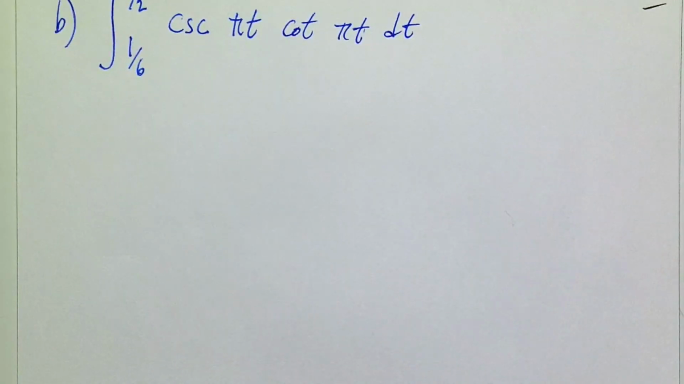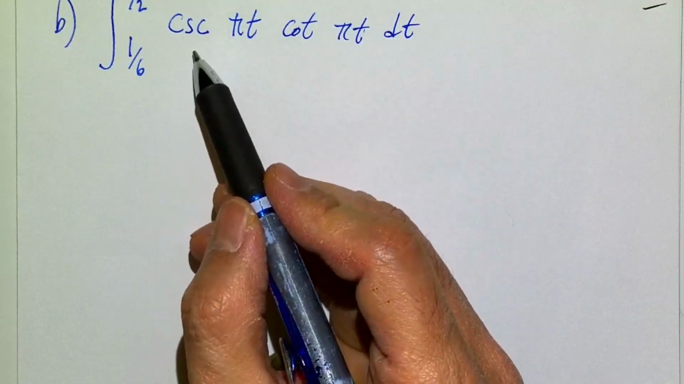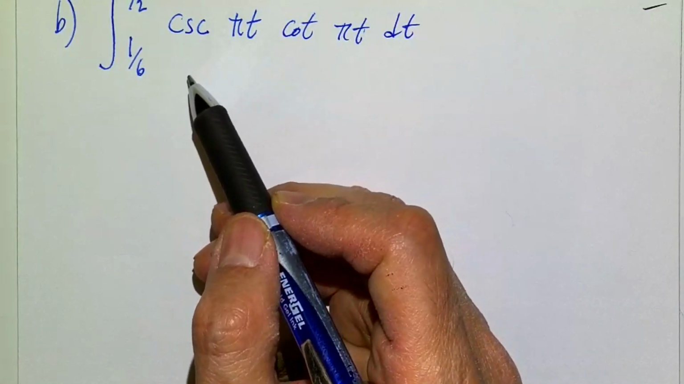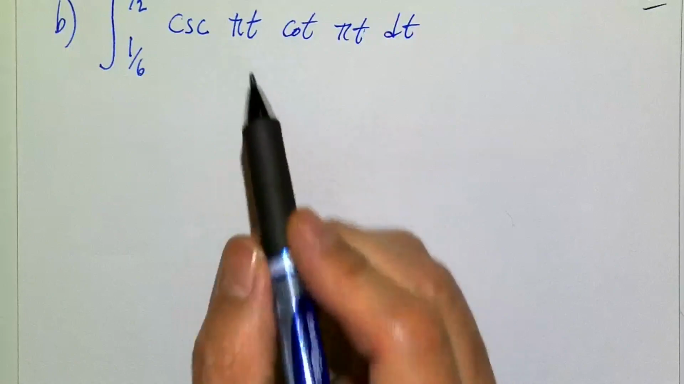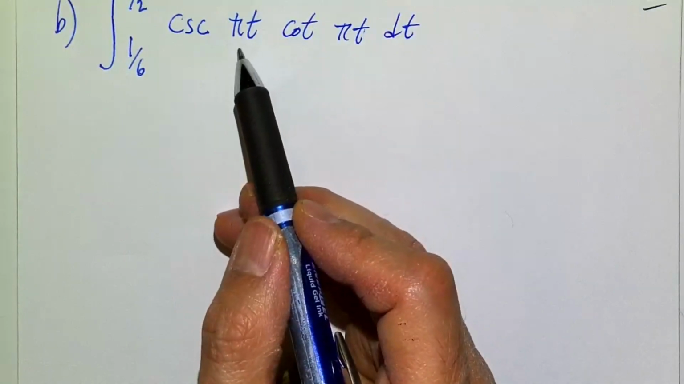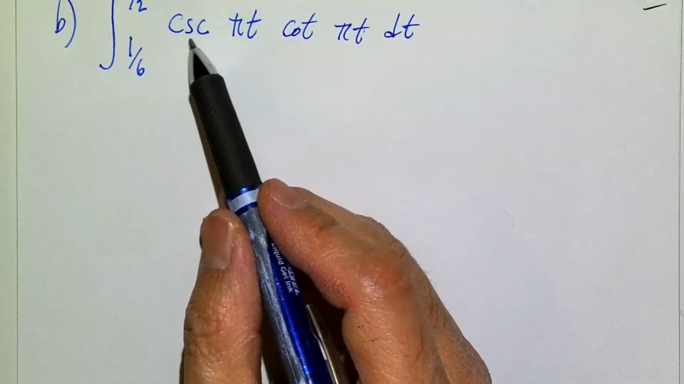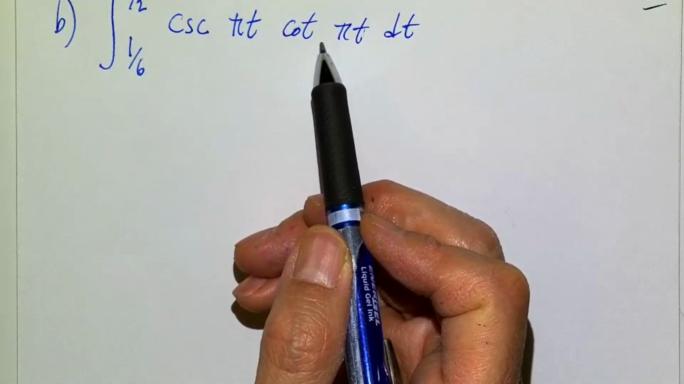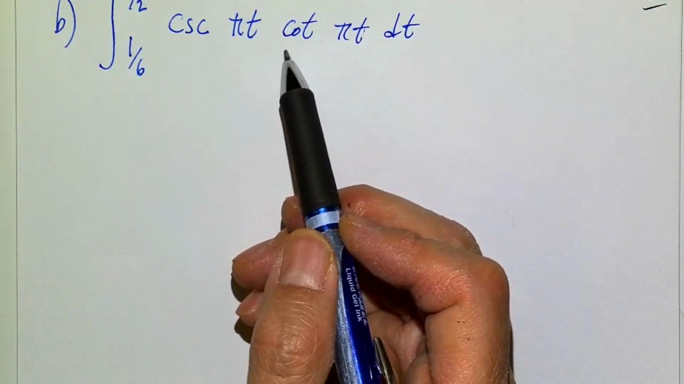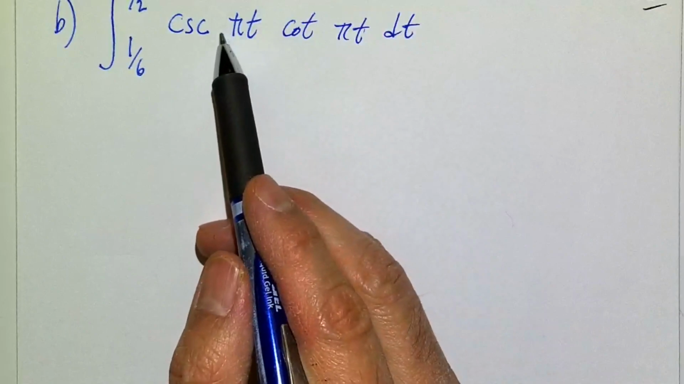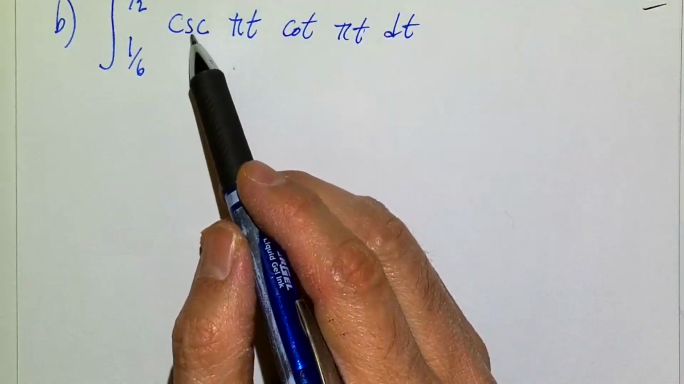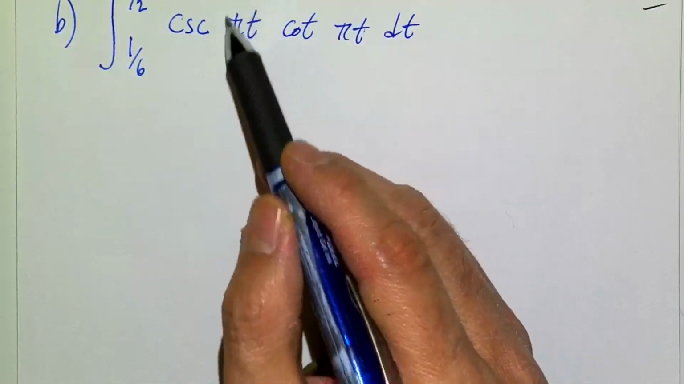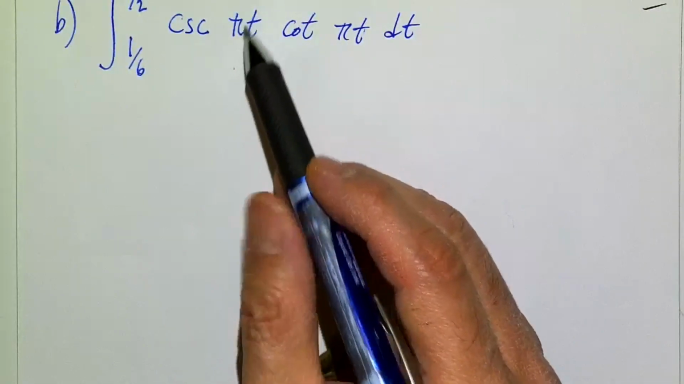All right, so here, let's see. If we substitute for cosecant, so looking at this, cosecant u times cotangent u, if we integrate that, we get minus cosecant u. So that would be great. Everything is all well with cosecant and cotangent, but we need to substitute for pi t. So let's use that.